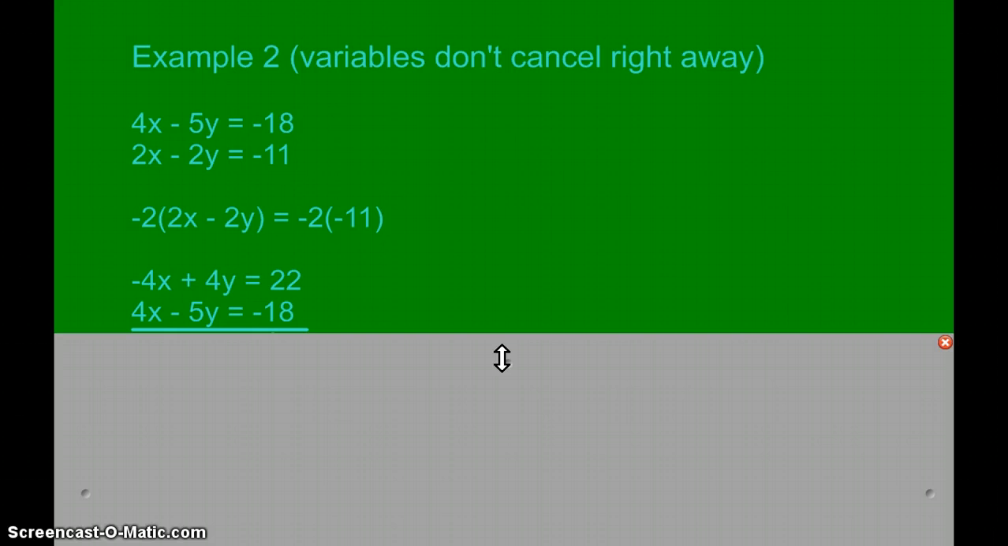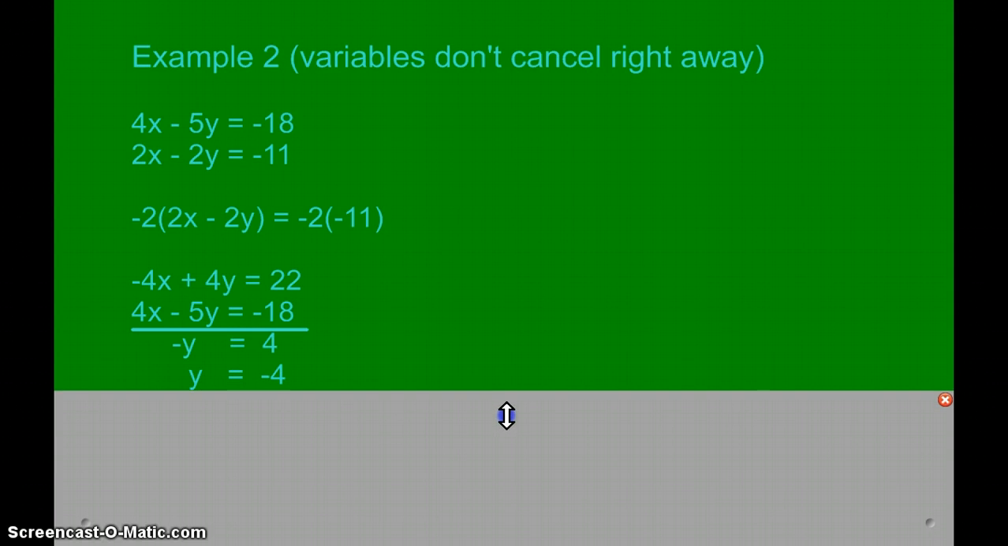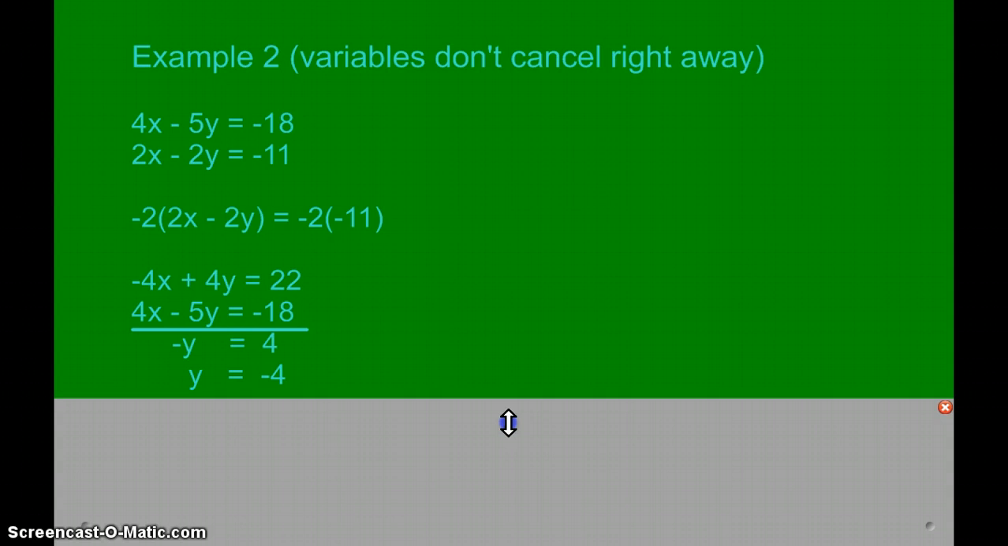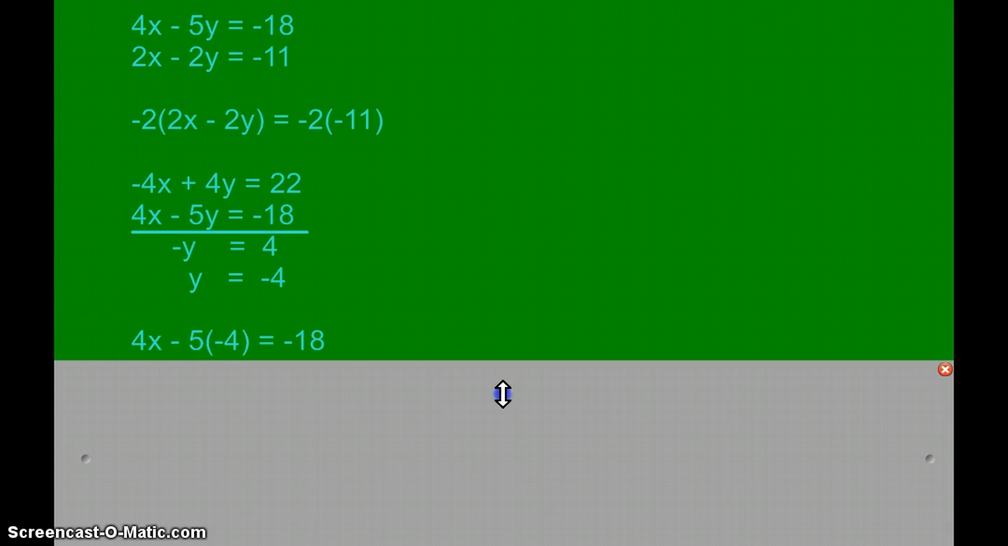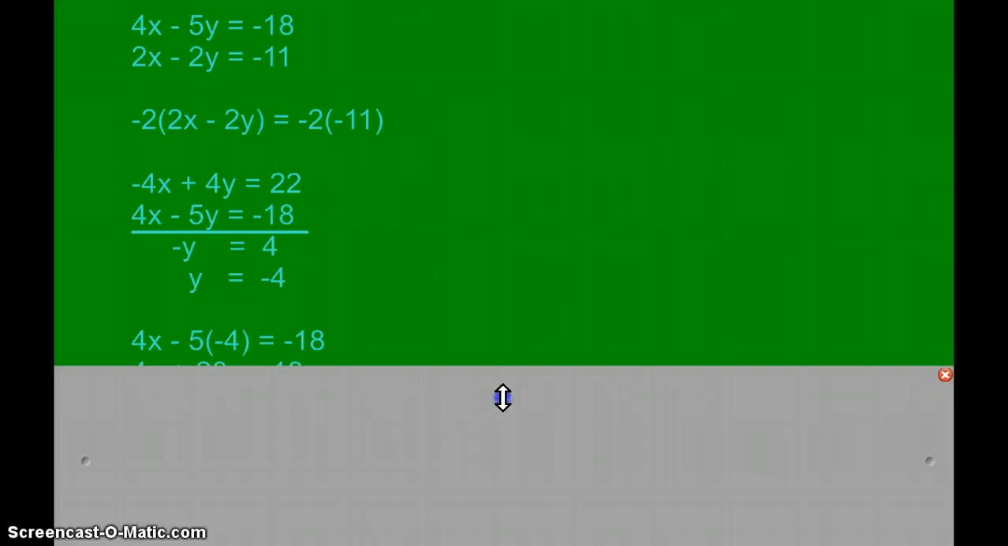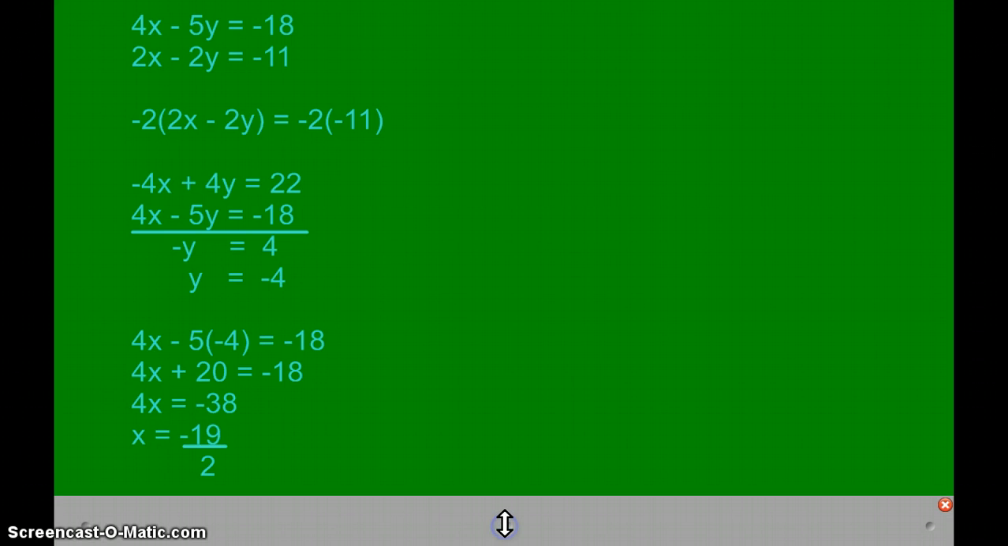We had manipulated one of the equations so that we would be able to eliminate a variable when we did linear combination. So if I add these two lines together, the x's cancel, I get negative 1y equals 4, so therefore y equals negative 4. And just as before, to get my final solution, I need to plug back into one of my original equations. I chose the top one, 4x minus 5y equals negative 18, substituting negative 4 for y, and we solve, giving us x equals negative 19 halves.